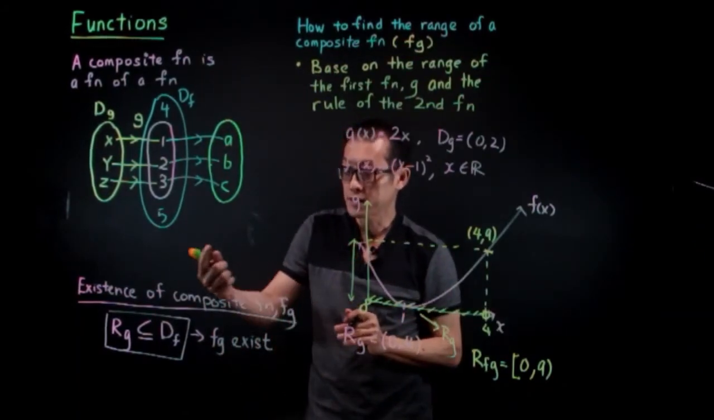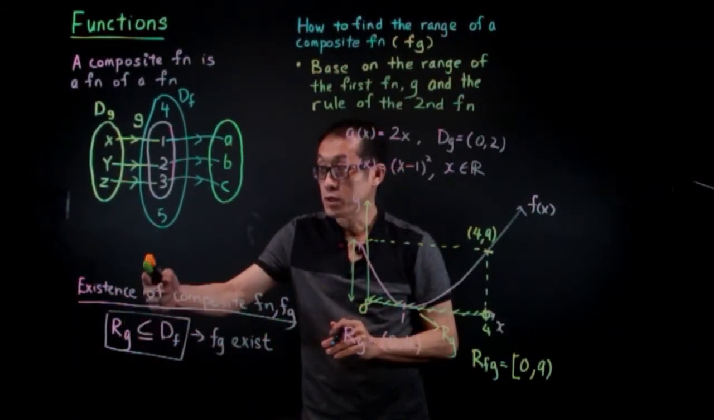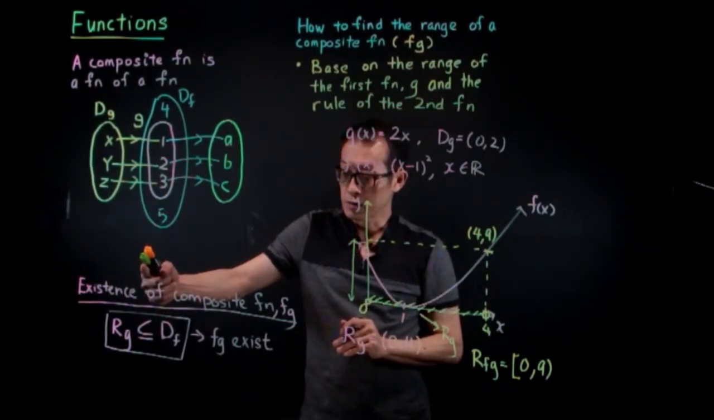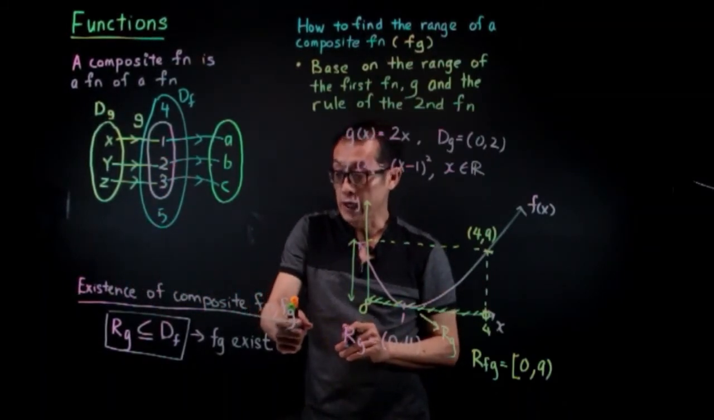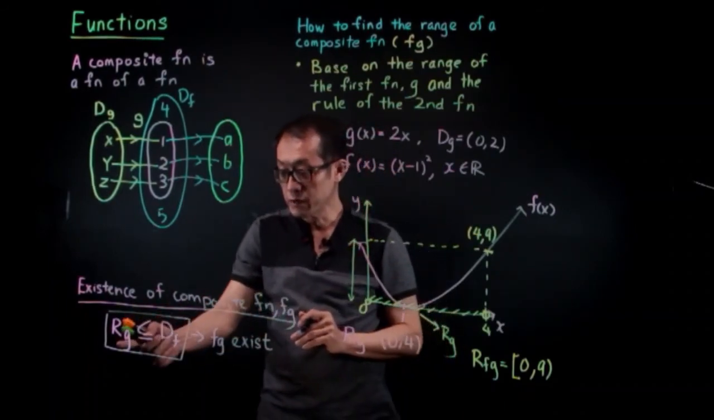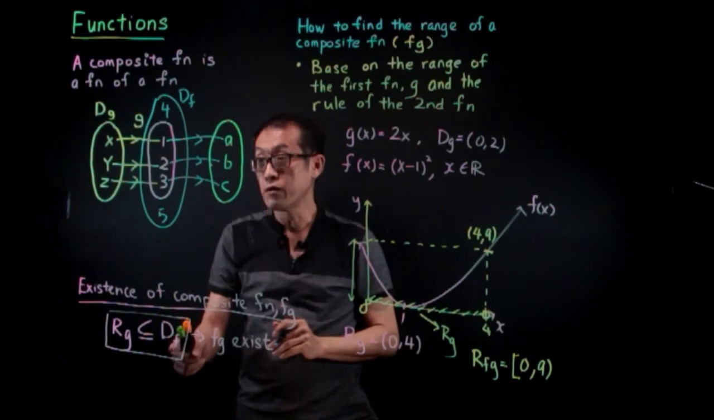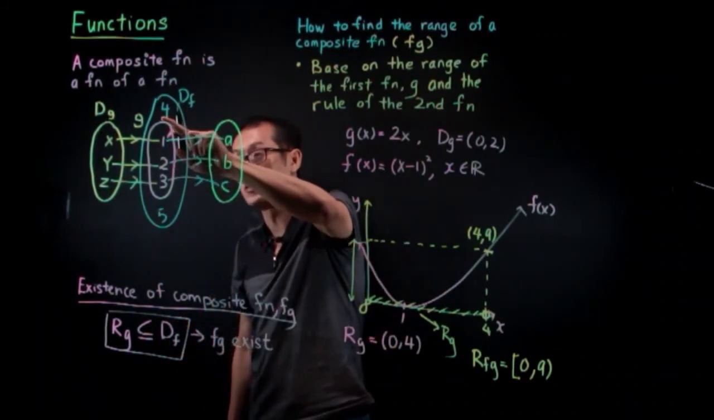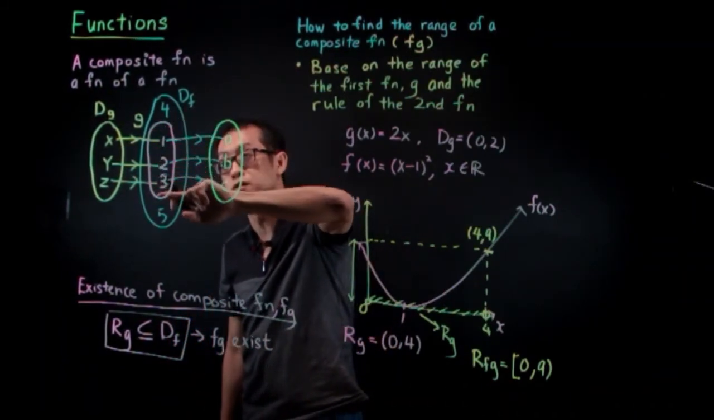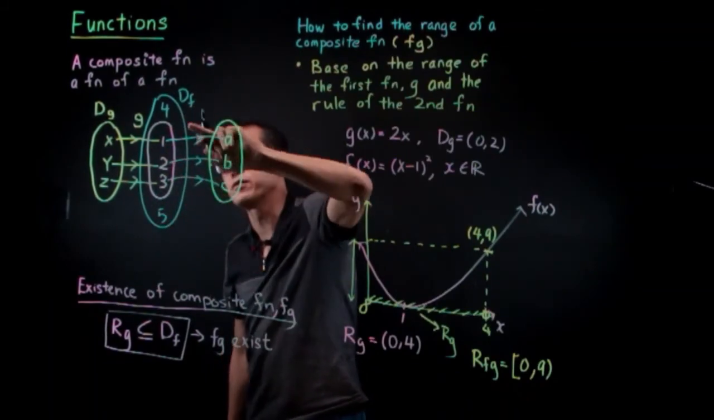So every member of the domain of g, which is also the domain of fg, has an image. So for composite function fg to exist, that means the range of g must be a subset of the domain of f. This pink one is the range of g, which must be a subset of the domain of f.